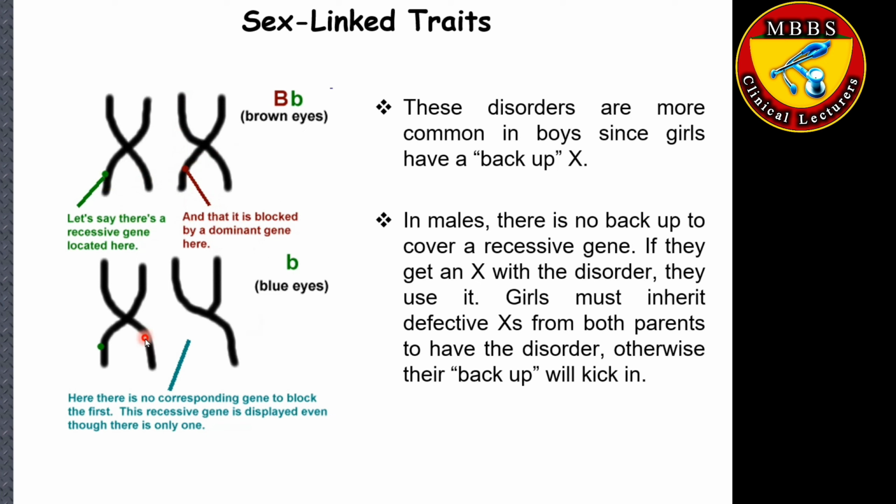But in males, you have one X and Y. Suppose this recessive gene is present here on the X, there is no corresponding gene to block this first gene. So the recessive gene is displayed even though there is only one. So the blue eyes will be expressed, right? So this was the sex-linked traits or the X-linked recessive disorder.